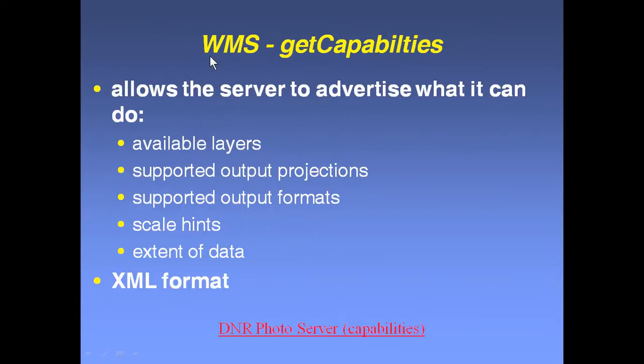But let's go to the other thing, which is WMS, that is WMS GetCapabilities. This allows the server to advertise what it can do, like available layers, supported output projections, output formats, scale hints, extent of data, etc. And also this is in XML format.